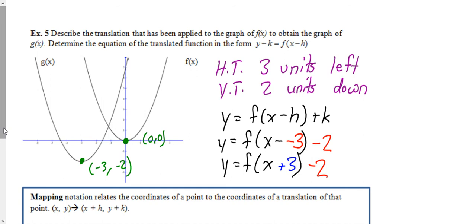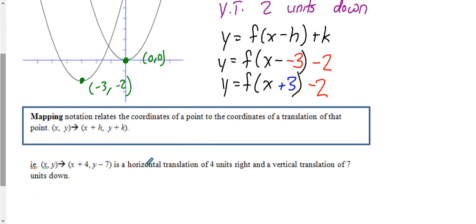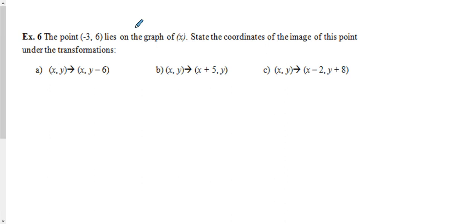Minus 2 after that function means we moved everything 2 down. Here below this example is a quick note on mapping, and it gives you an example of mapping. We just did a question on mapping previously, so we're good here. We're going to jump right to example 6 here and work on some more mapping questions.